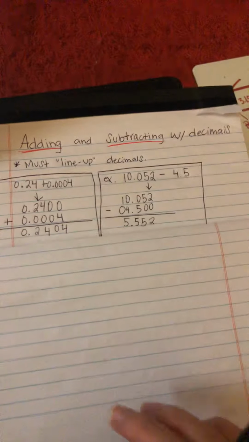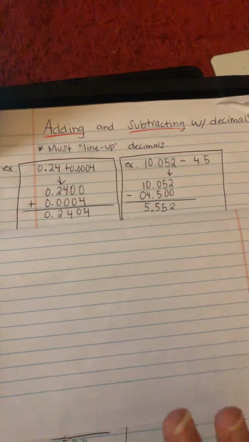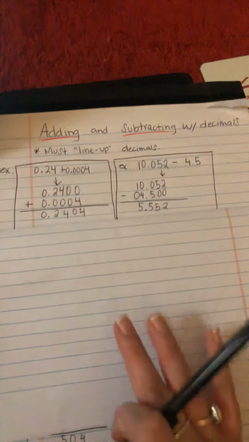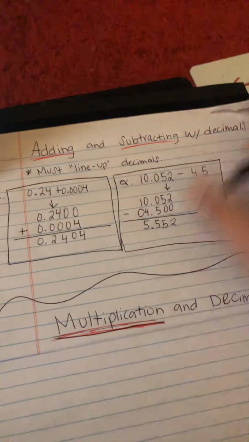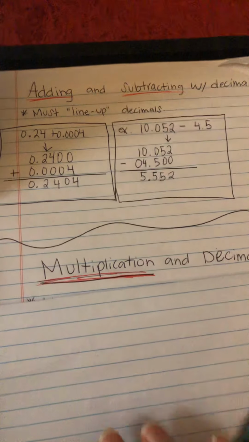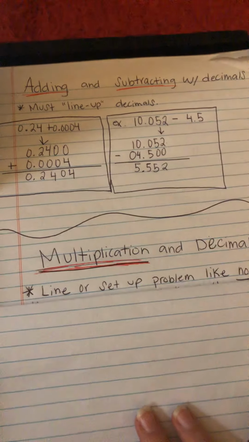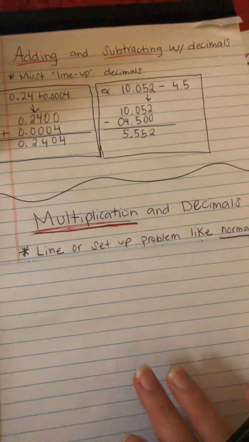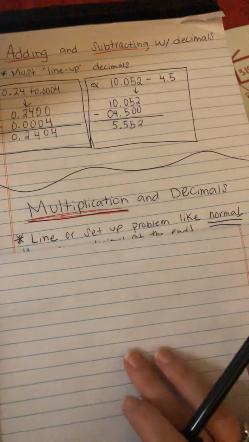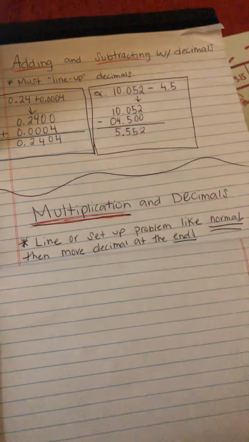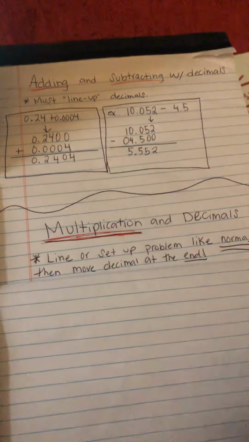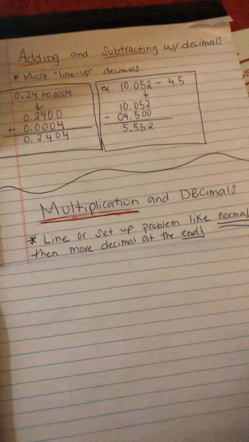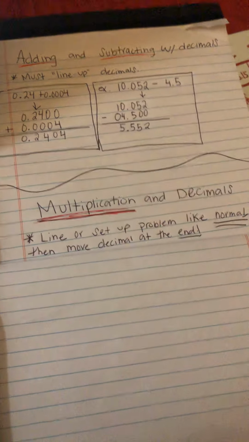Okay, now we're going to switch gears and move on to multiplication, and we're going to compare them. So for multiplication, I wrote a little bit of notes. We have a new rule for multiplication. To set up this problem, you do it completely like normal and then move the decimal at the end. So we don't have to line up our decimals in the beginning, and we're actually only going to be multiplying by a whole number.